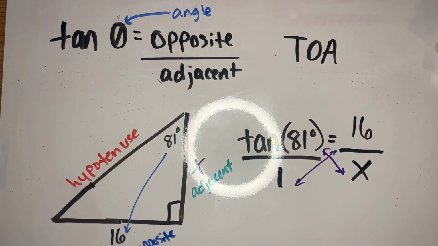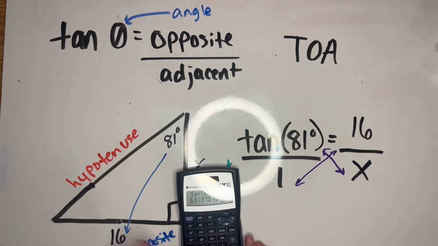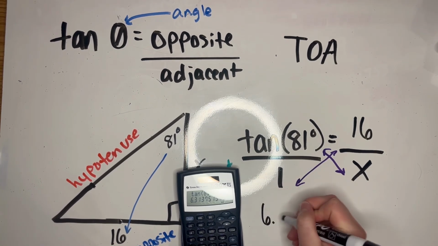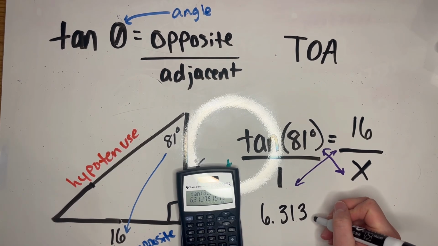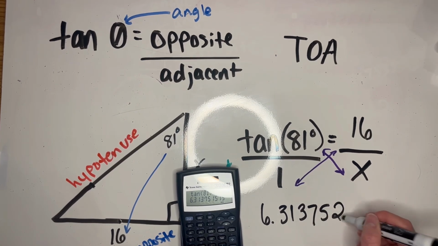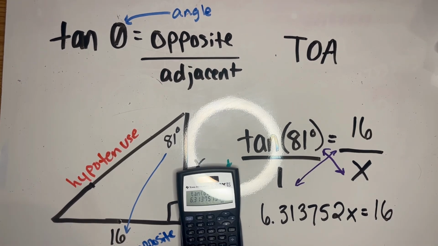cross multiplying accordingly. Now this one is a little bit different because we're doing tangent of 81 and we're multiplying that with X. So this is where you're going to want to write this down really good and write down your steps. So 6.313 times X. So X equals 16 times 1, which is 16. So now we have an algebraic equation. So you need to get X by itself. So how do you do that?